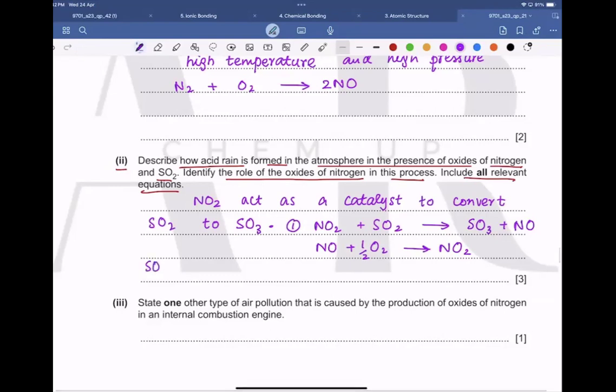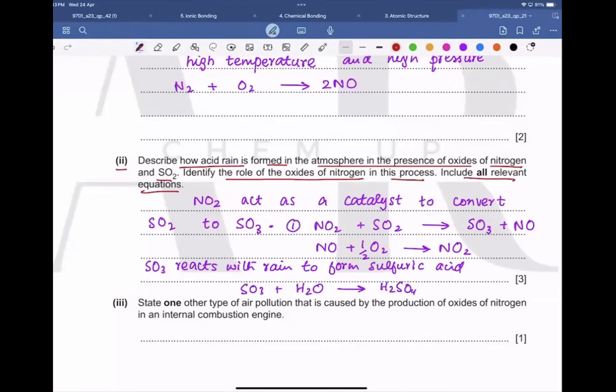And what happens to the sulfur trioxide? Sulfur trioxide dissolves in rain to form sulfuric acid, and that sulfuric acid causes acid rain. So for this, the equation would be sulfur trioxide, in rain there is water, it dissolves in water to form H2SO4.